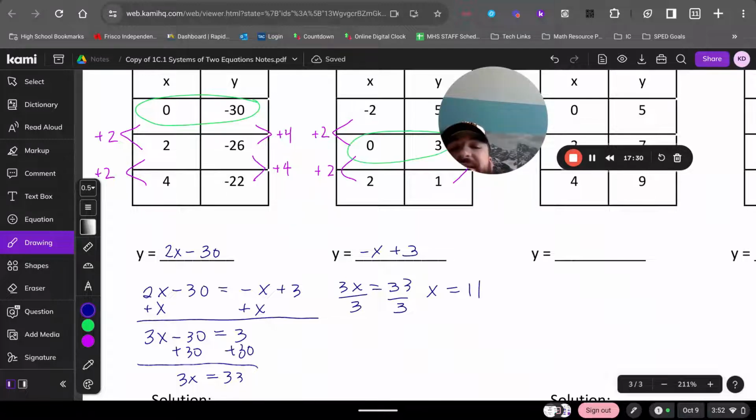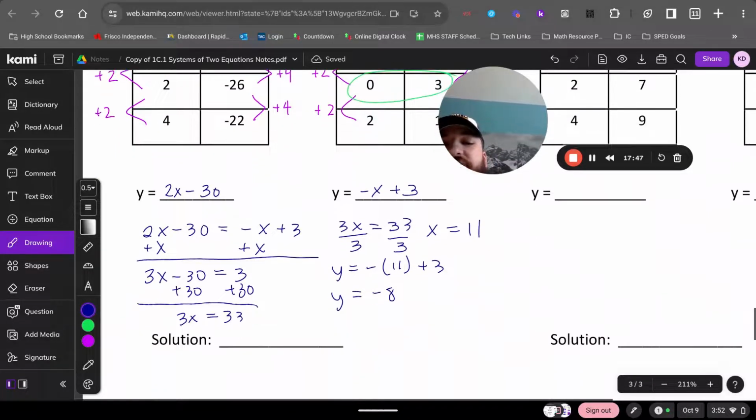Okay, once I know what x is equal to, I can plug that into either of my two equations. I'm going to plug it into the second equation because I'm not going to have to multiply it by anything. So y is equal to negative 11 plus 3. Negative 11 plus 3 would, of course, be equal to negative 8. So my final solution would be 11 comma negative 8.